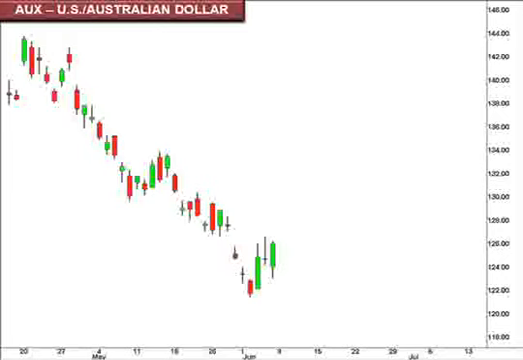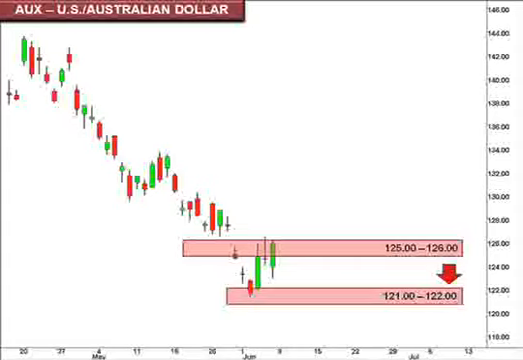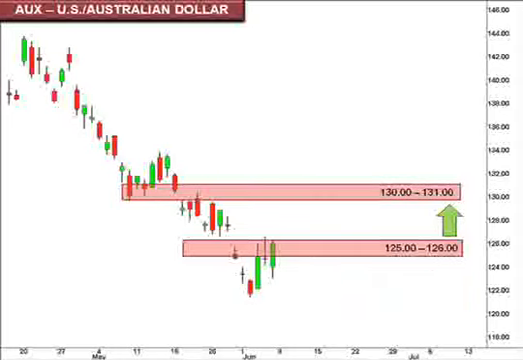Well, the AUX, the US versus the Australian dollar, also reversed midweek to close Friday's session up in our 125, 126 focal zone. Now, a rejection here may look for support back down at this 121, 122 box. However, with a break above 126, we will be targeting the 130 to 131 range.